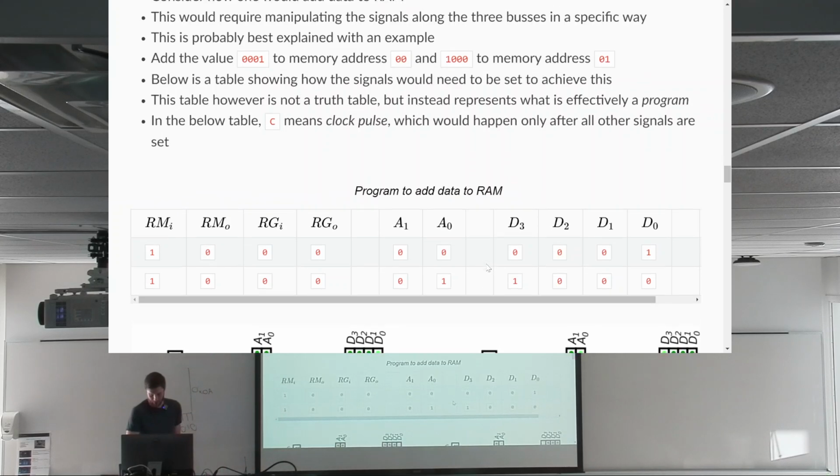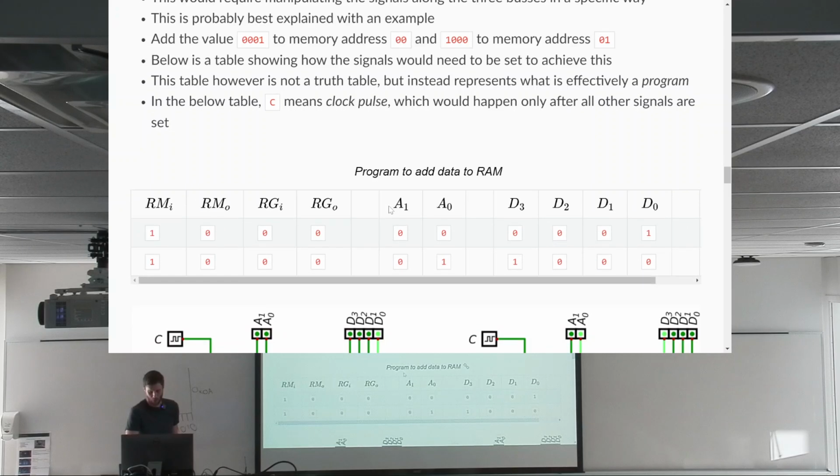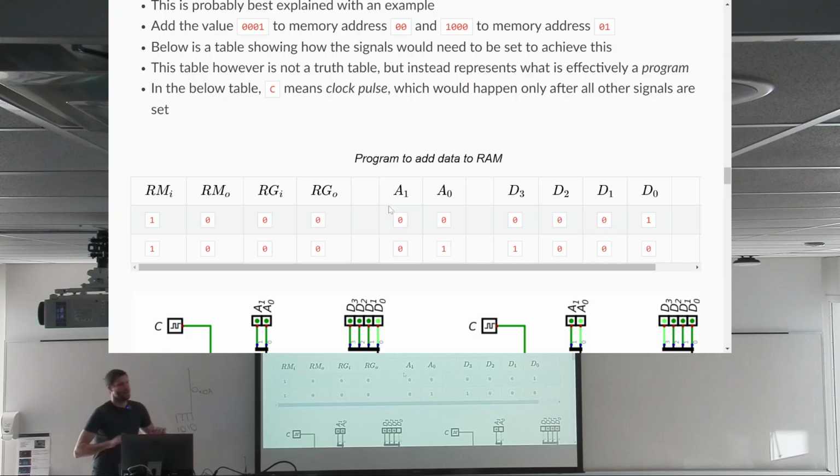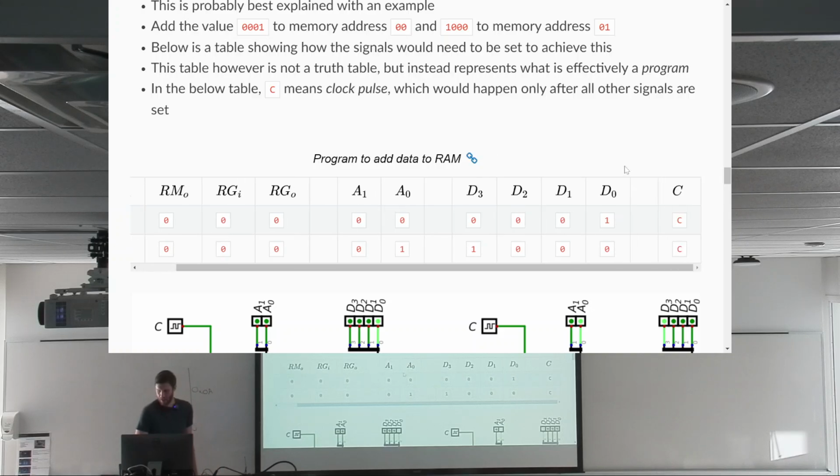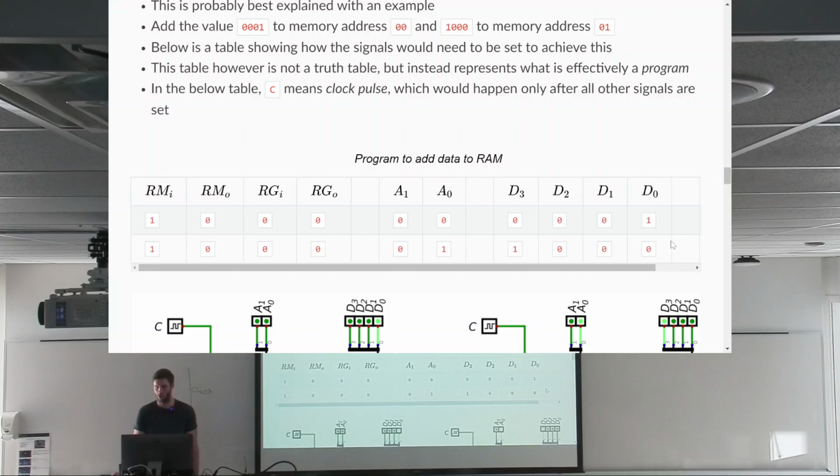Well, here's how I would do it. I would configure, here's a convention we're going to follow. Each row will correspond to one clock cycle. I include the C pulse, but in general, each row corresponds to a clock cycle. This is going to be important.